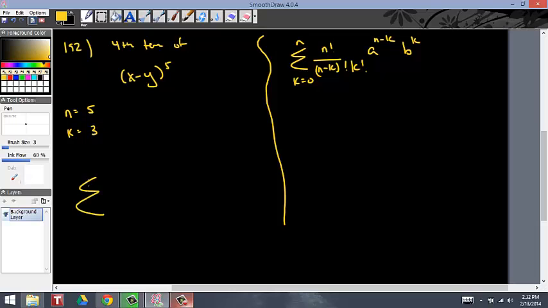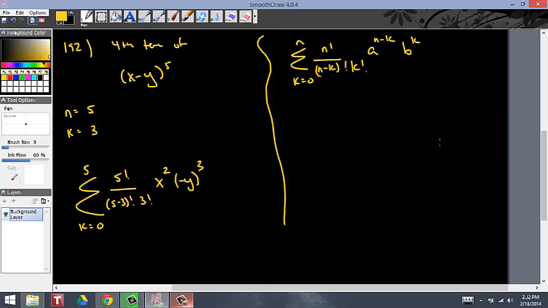So I'm going to put this into the formula, so it's going to be summation from k equals 0 to 5 of n factorial, so 5 factorial over n minus k, so that is 5 minus 3 factorial times 3 factorial. A is going to be replaced with x, and that's to the n minus k, so that's 5 minus 3, so 2. And then b is negative y to the k, so that's going to be 3.